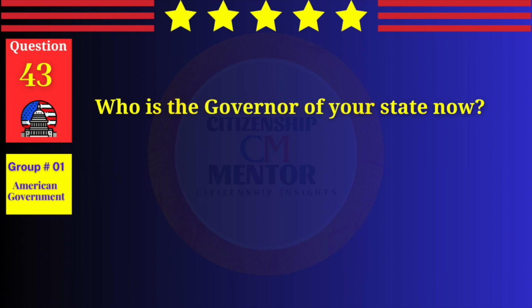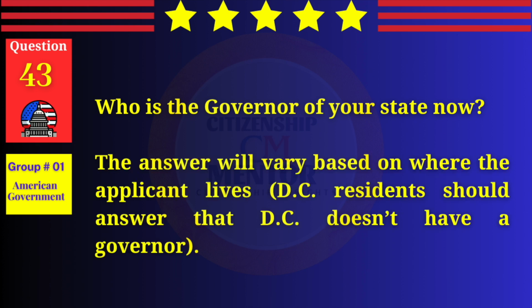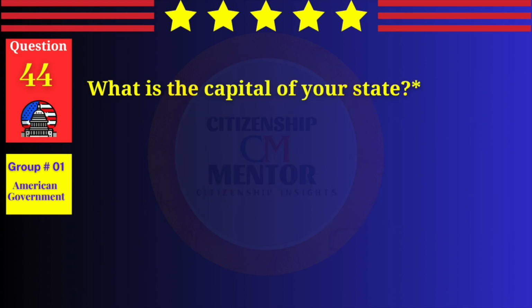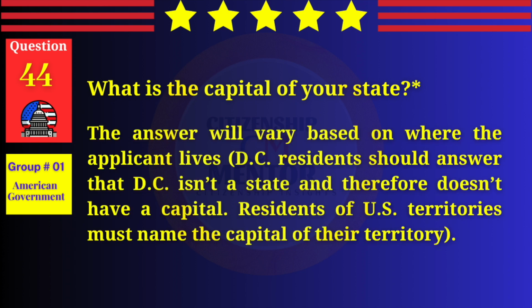Who is the governor of your state now? The answer will vary based on where the applicant lives. D.C. residents should answer that D.C. doesn't have a governor. What is the capital of your state? The answer will vary based on where the applicant lives. D.C. residents should answer that D.C. isn't a state and therefore doesn't have a capital. Residents of U.S. territories must name the capital of their territory.